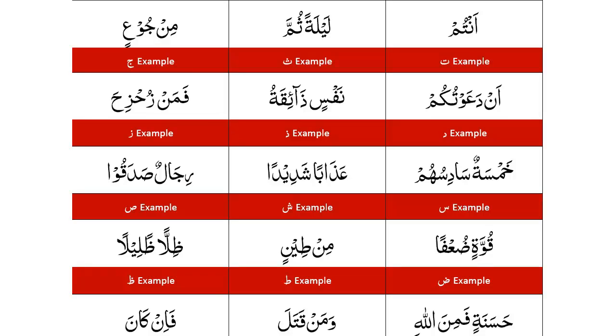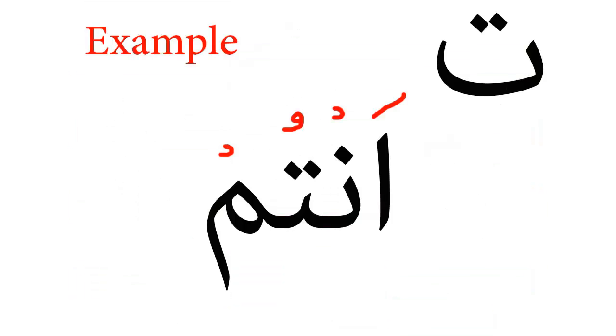First one, you would have read antum, but now Noon Sakin is there, and one of the 15 letters, the ta, is after it. So we have to make a light nasal sound while hiding the N sound. Instead of the full N, it's going to be a hidden N. We're stretching it for a second as well. So antum became a hidden antum.